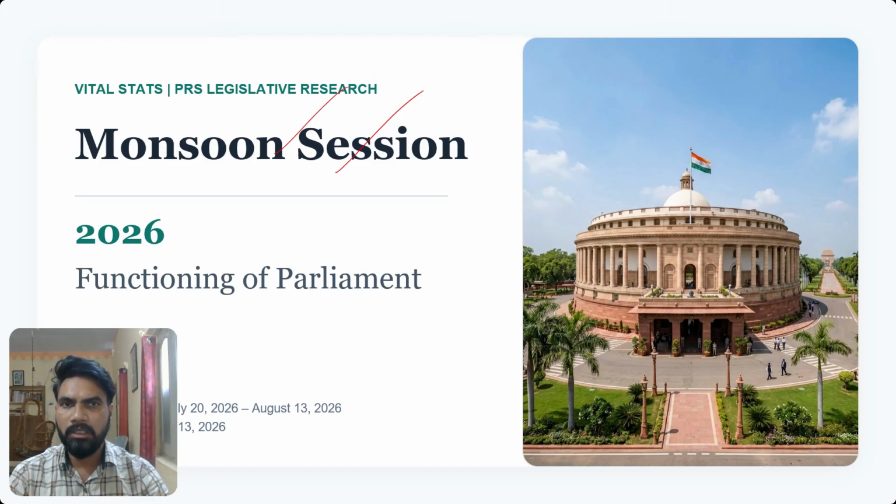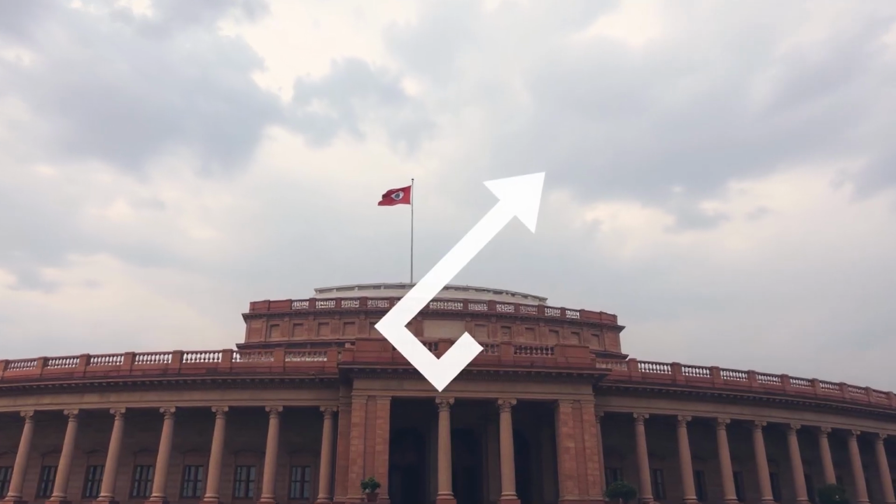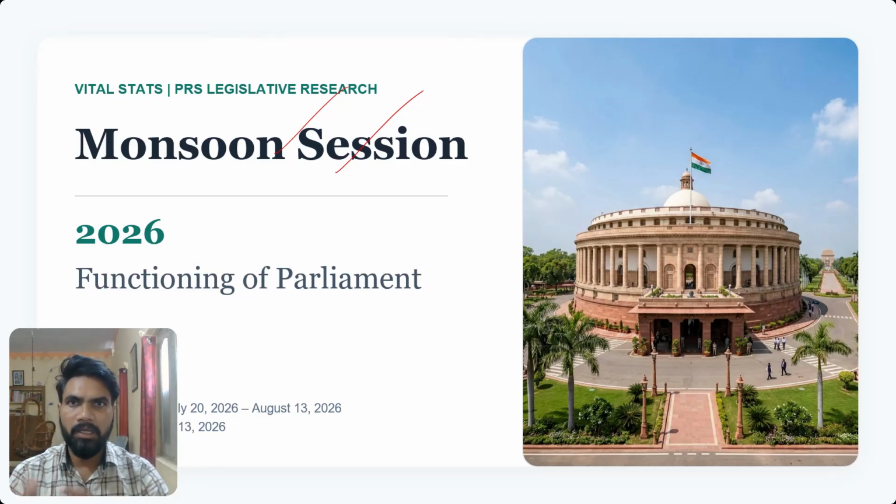You see the points here. Whatever we are going to discuss, you can take them as examples, or you can use them as data for your analysis, to show how the functioning of the parliament is declining day by day. What is the problem? If the functioning of the parliament declines, the standards fall, and democracy will be in danger.